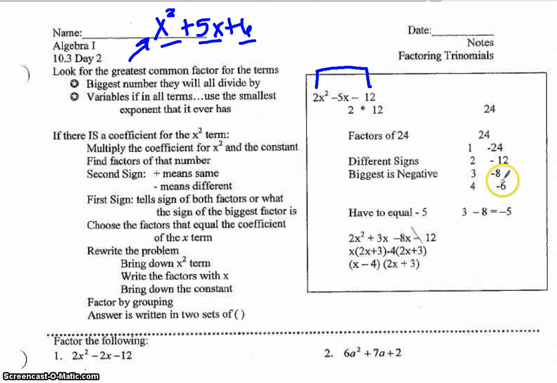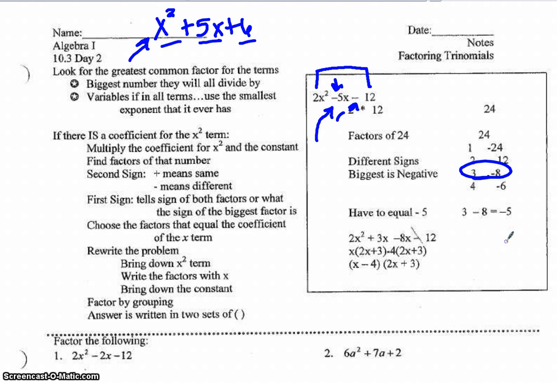I still use my sign rules. The second sign is negative. That tells me they're different. The first sign is negative. That tells me the big one is negative. So I came over here and made all of my big factors negative. Now I need to find the ones that equal negative 5 because that's the number in front of x. So 3 and negative 8 equal negative 5.